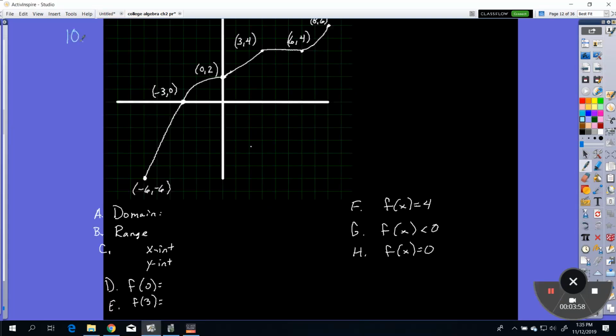All right, so here's question number 10. So here's our graph. The domain goes from this left x to this right x. So that's negative 6 to positive 8. Those are both filled in. The range, the bottommost y value is negative 6. The topmost range value is 6. The x-intercept, it only has one. That's at negative 3, 0. The y-intercept is at 0, 2.